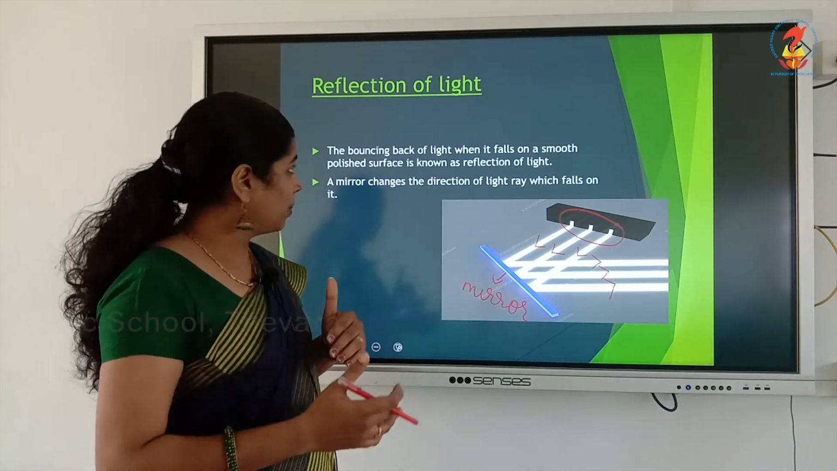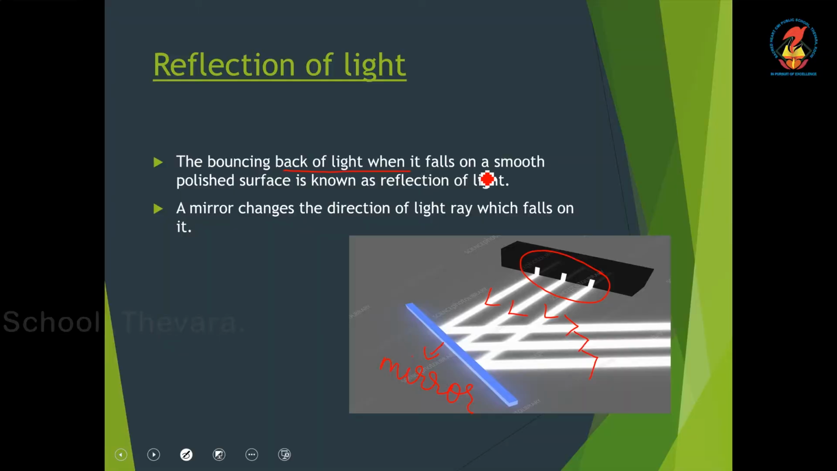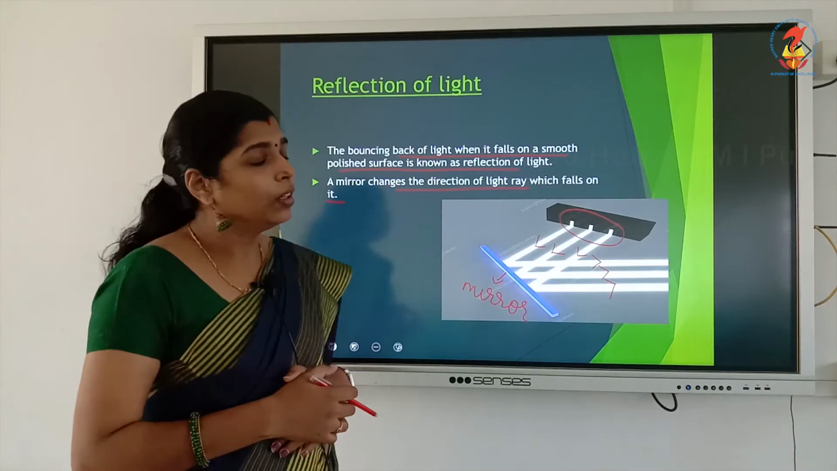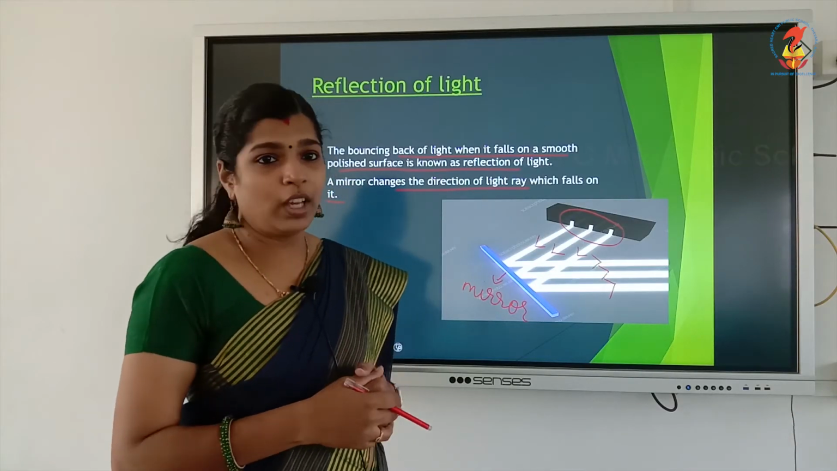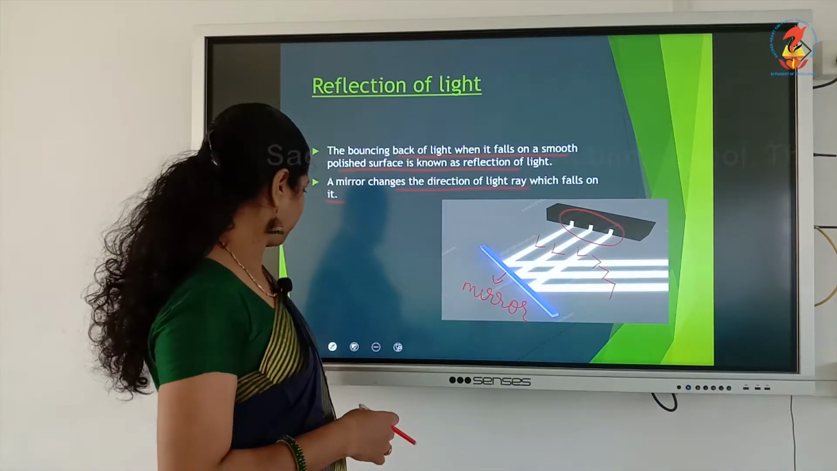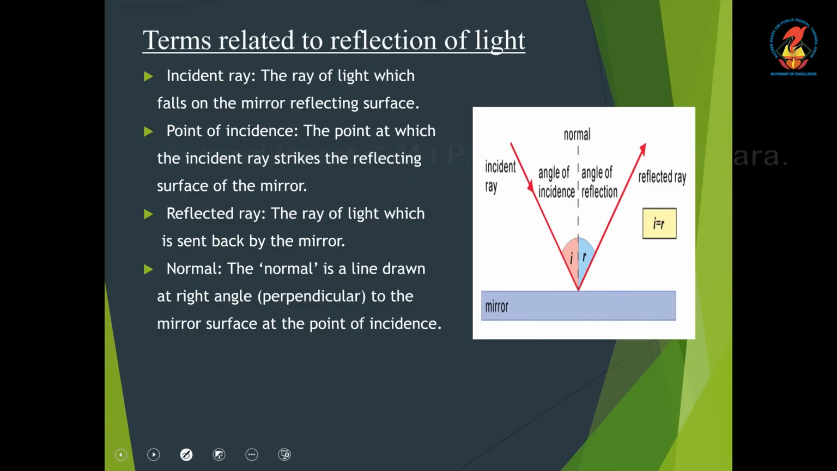So, the bouncing back of light when it falls on a highly smooth polished surface is known as reflection of light. A mirror changes the direction of a light ray that falls on it. Then, terms related to reflection of light.